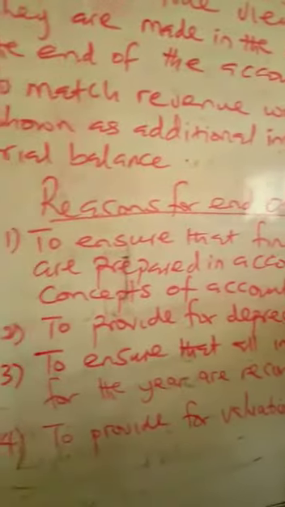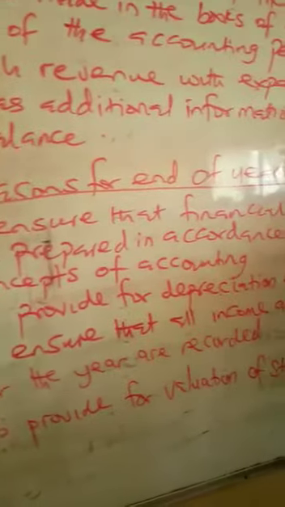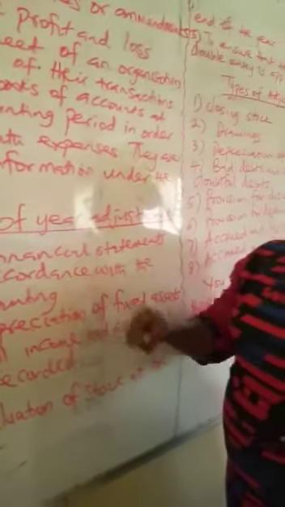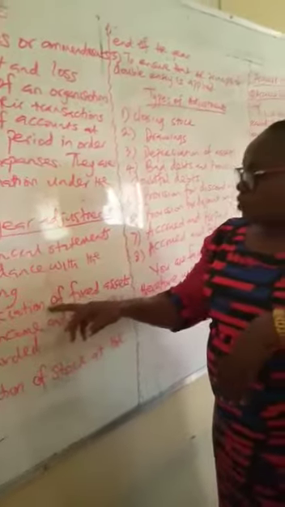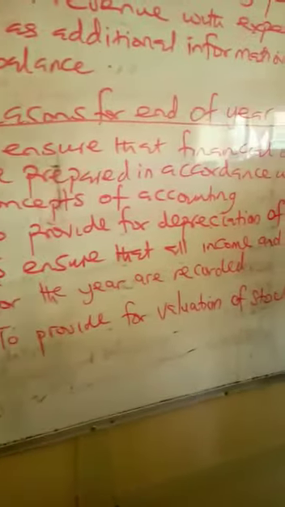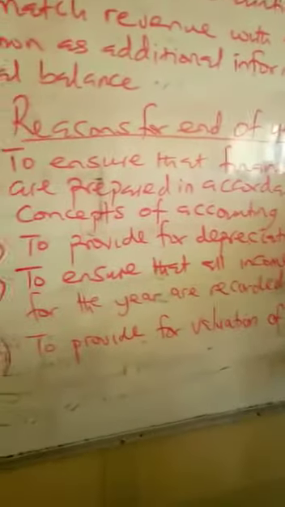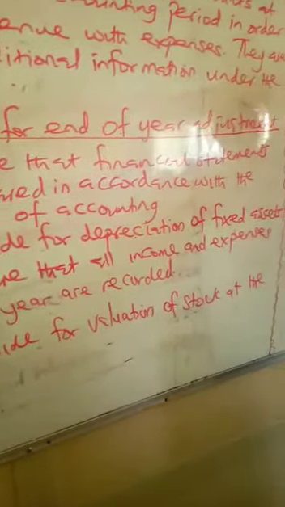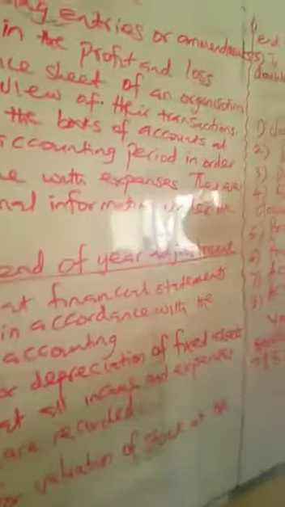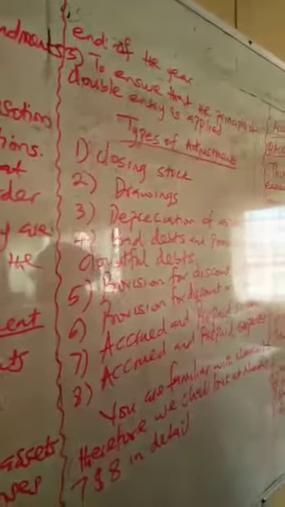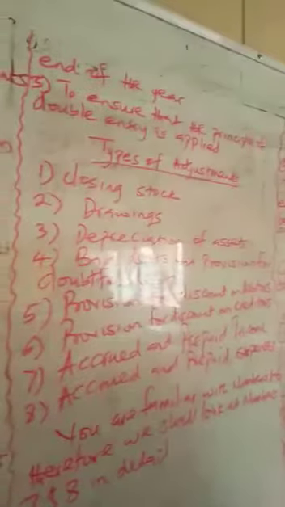Number one, like I told you, to ensure that financial statements are prepared in accordance with the concepts of accounting. Number two, to provide for depreciation of fixed assets. Number three, to ensure that all income and expenses for the year are recorded. Number four, to provide for valuation of stock at the end of the year. And number five, to ensure that the principle of double entry is applied. So these five reasons are the reasons for end of year adjustment.